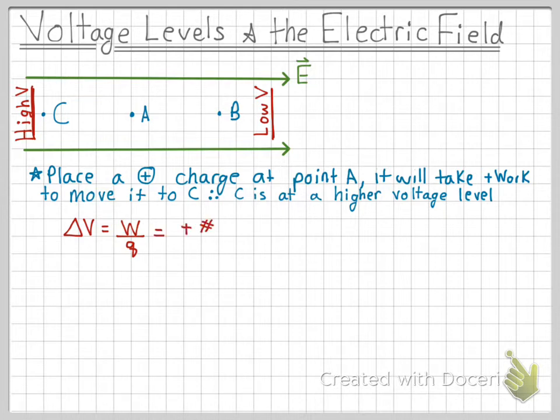And we know that the work is positive to move this charge, so therefore the change in voltage is also going to be positive. If the change in voltage is positive, this means that the voltage at point C minus the voltage at point A is going to be positive as well. And this will only happen if the voltage at point C is greater than the voltage at point A.